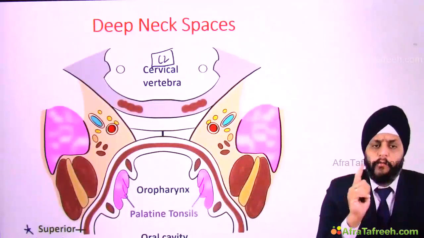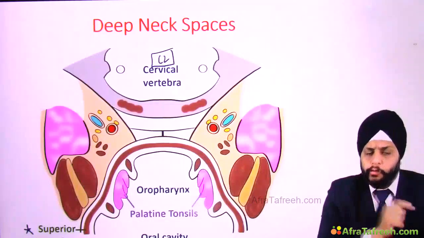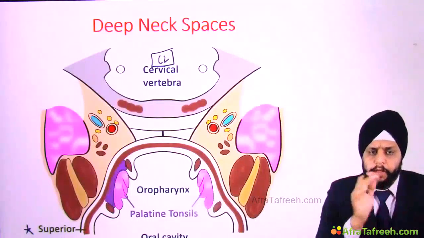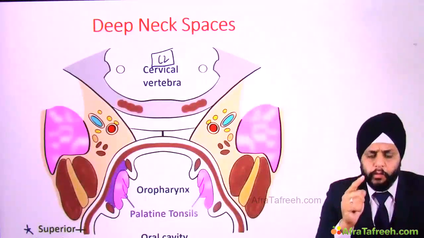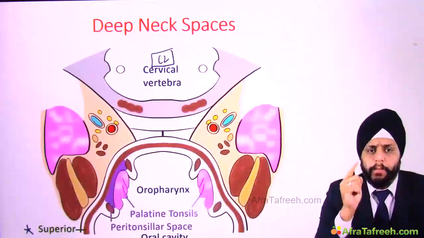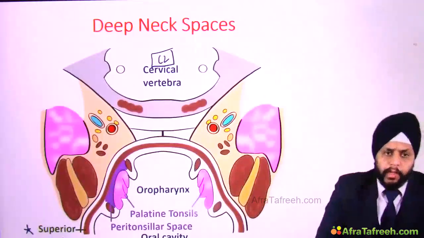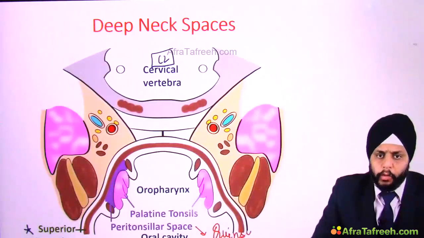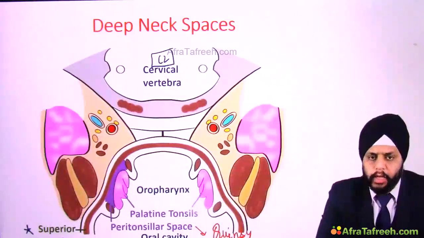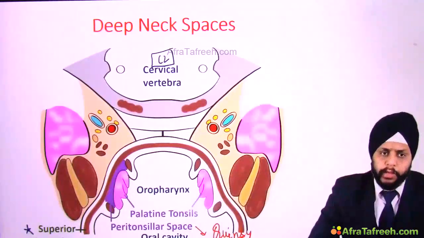Between the capsule of the palatine tonsils and the superior constrictor muscle, there is a space over here. So you see, I have marked this space. Okay, so this space over here, this is known as peritonsillar space. Remember, infection of this peritonsillar space, this is known as peritonsillar abscess, also known as quinsy. Okay, so this is also known as quinsy.